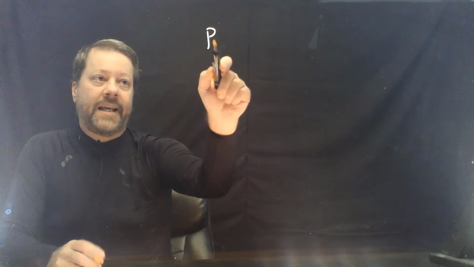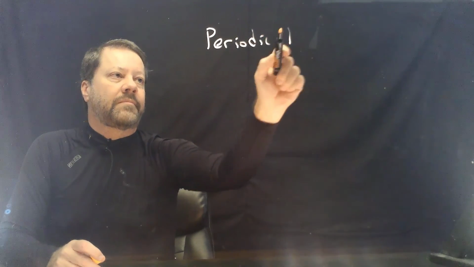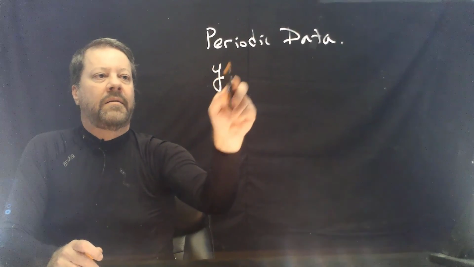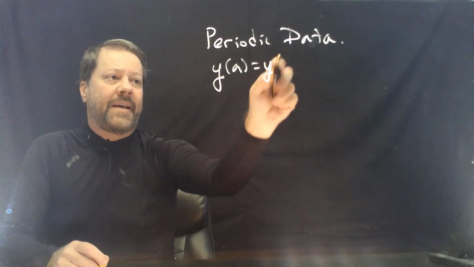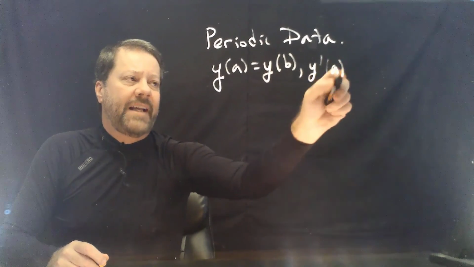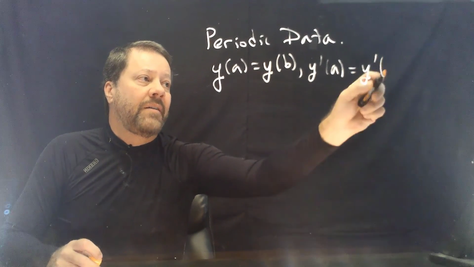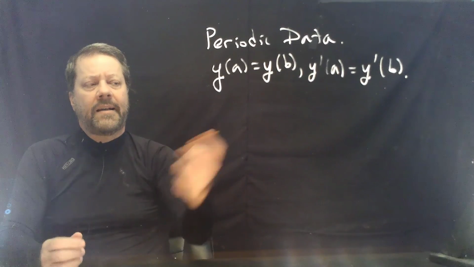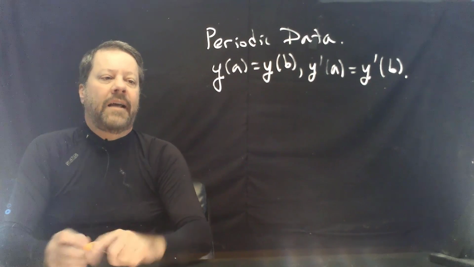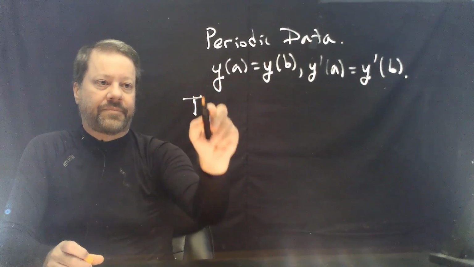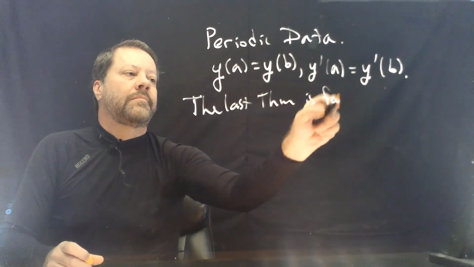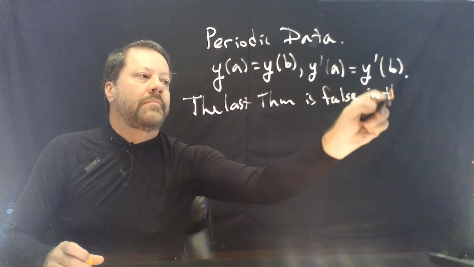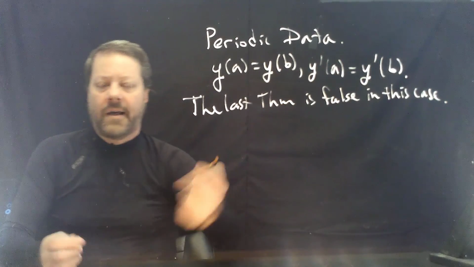Instead of Robin data, we sometimes impose periodic data. So y at a will be the same as y at b. y prime at a is the same as y prime at b. And this is not really Robin data anymore. And the last theorem is false in this case. And we'll give a simple example.